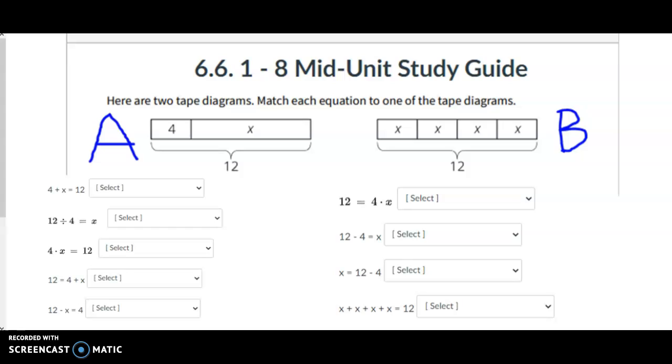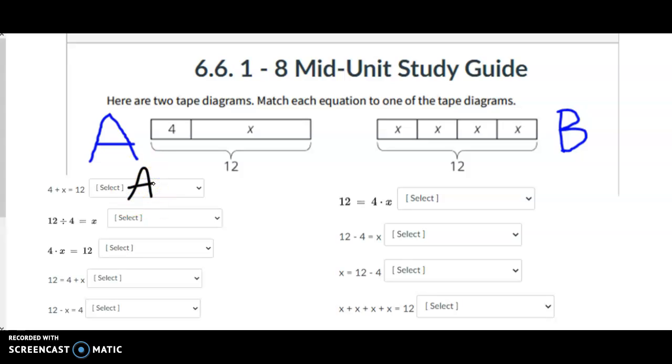All right, this is number 1, and we're looking at each tape diagram and seeing what the equation matches up with. So the first one is 4 plus x is 12, and you can see in the first diagram on the left, A, we're adding 4 and x equals 12. So we're going to put A for that one.